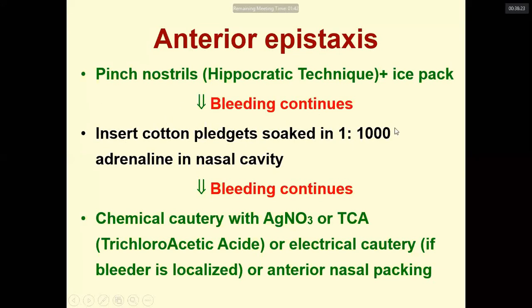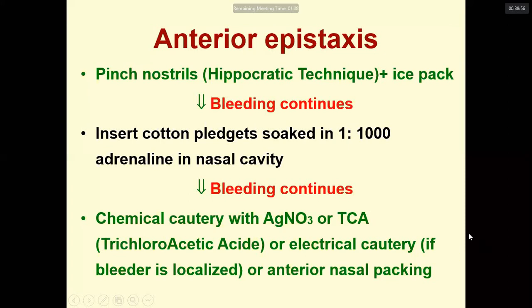So what you do is you pack the nasal cavity with adrenaline and you wait for some time, right? So in many cases, this will stop the bleeding. Because of the vasoconstriction, the blood vessels will not bleed. But if it is bleeding, then you do the suction clearance and you try to find out the bleeder, okay? And if you are able to do that, then in the ENT OPD and sometimes in emergency, we get these substances like silver nitrate, trichloroacetic acid, and apart from this, we have also chromic acid.